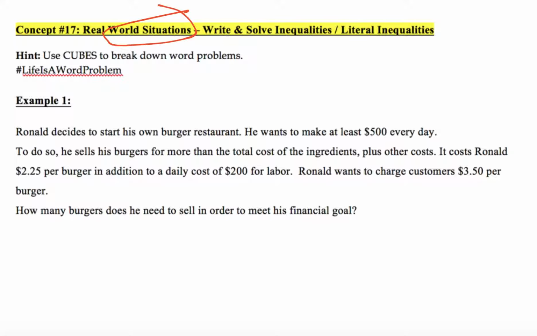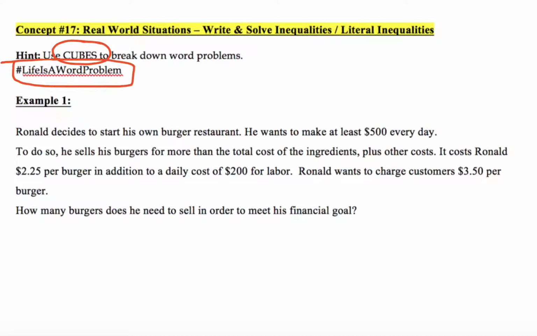It's the last concept in Unit 2, and we're going to be talking about real-world situations when we can write and solve inequalities, or even literal inequalities at times, to represent real-world situations. With all word problems, we want to use our word problem strategy, CUBES, annotating, to break down the word problems. We have a little hashtag, life is a word problem.